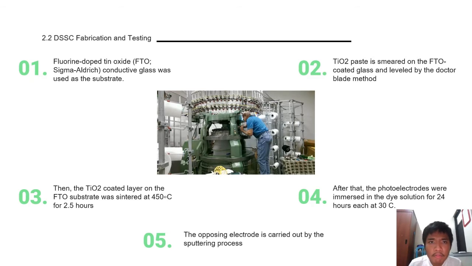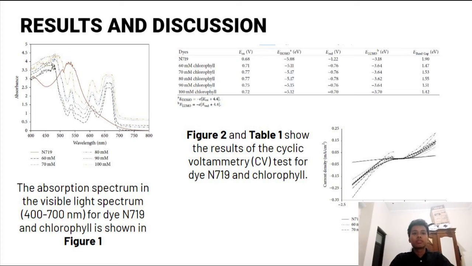The performance of the DSSC was determined by the solar simulator under 100 mW per centimeter square irradiation. The current voltage curve was measured with a digital multimeter to obtain Isc, Voc, FF, and DSSC efficiency. Number 3. Results and discussion.